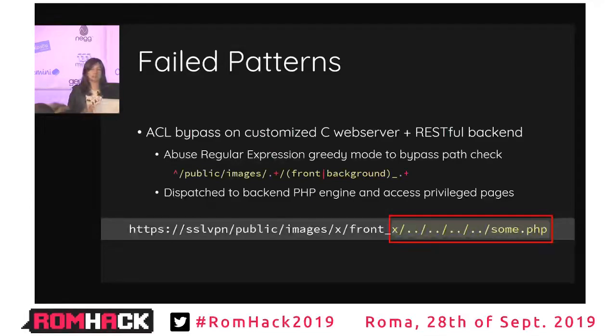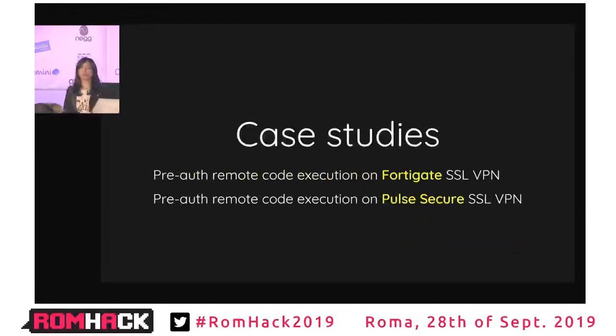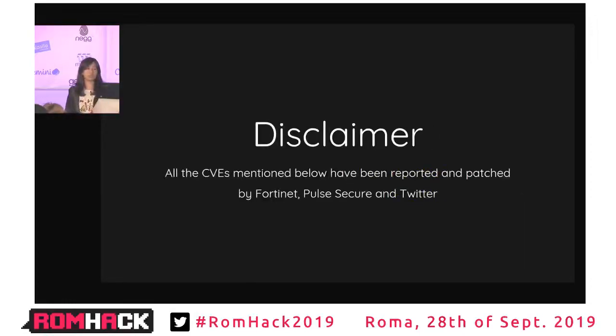Okay, so here are the special attack vectors we found on the SSL VPNs. And following, we're going to talk about 2 case studies. We will show how we get pre-auth remote code execution on FortiGate and Pulse Secure. And here is the disclaimer. All the CVEs mentioned below have been reported and patched by Fortinet, Pulse Secure, and Twitter. And some hackers have published exploits and it's being used in the wild. So please go update your SSL VPNs as soon as possible.